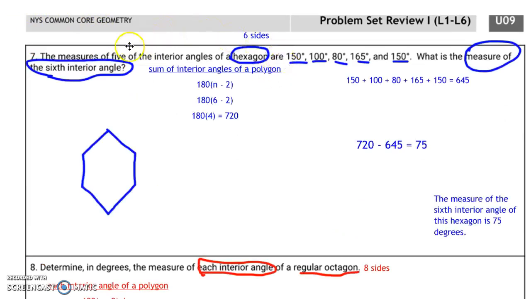All right, for this question, it told us 5 interior angles, and it asked for the 6th. Well, we know that all of these angles that they gave us add up to 645. The missing angle is going to have to be part of 720, which is the sum of the interior angles of this particular polygon, which is a hexagon. So we did 720 minus 645, gave us 75. So remember to give a little summary statement. It might have helped you to draw a picture. It might not have. This is my artist's rendition of a hexagon.